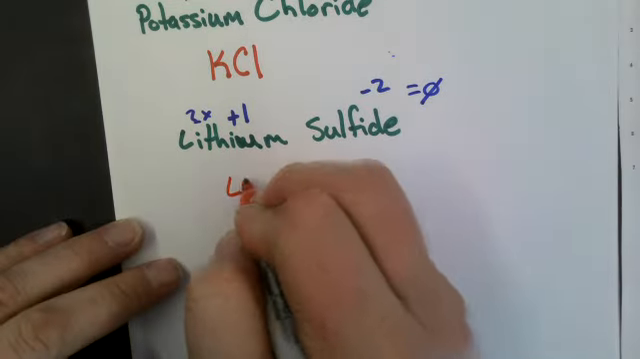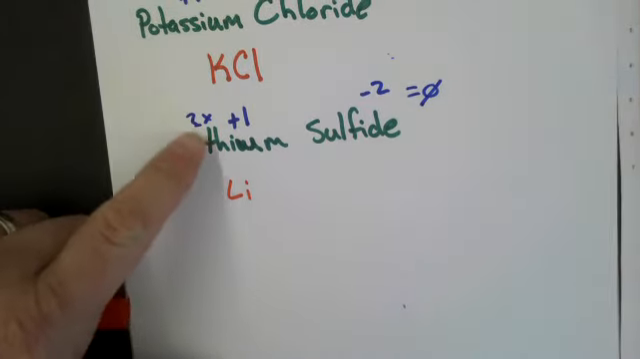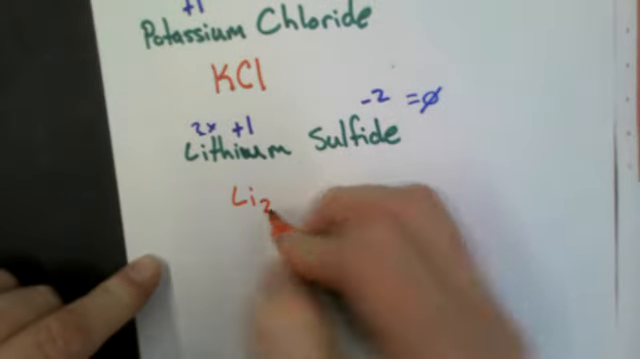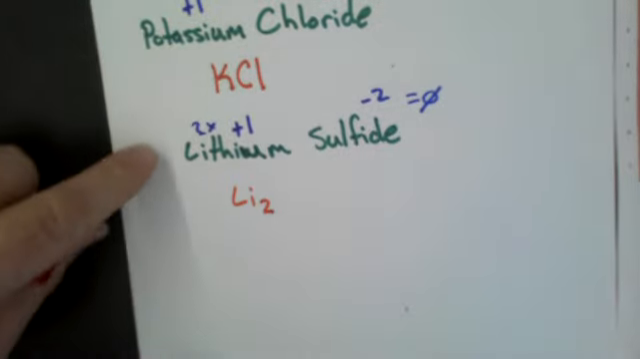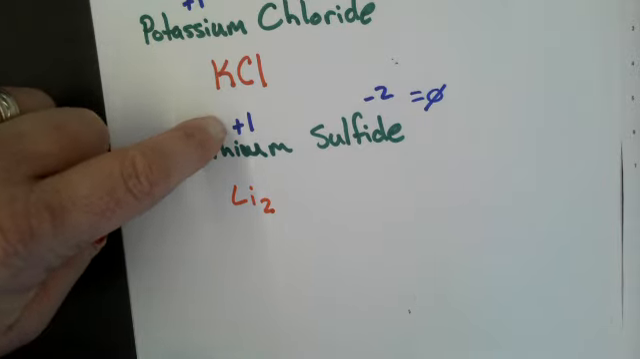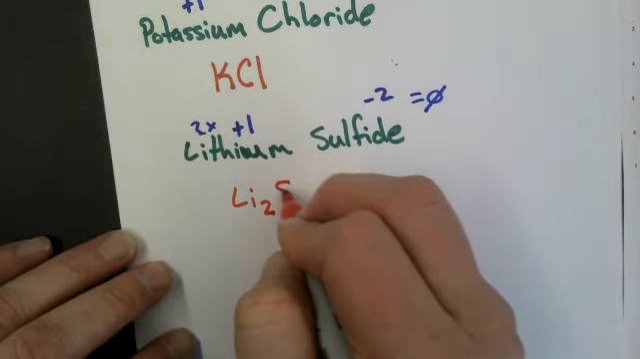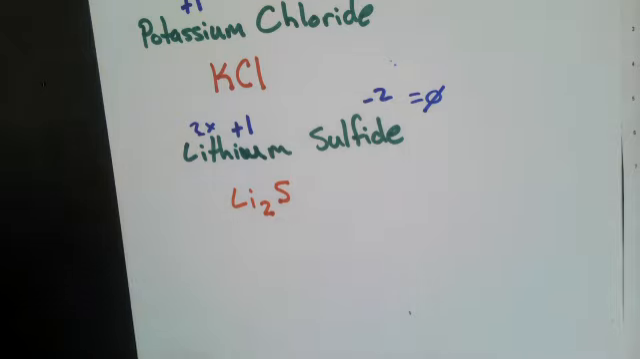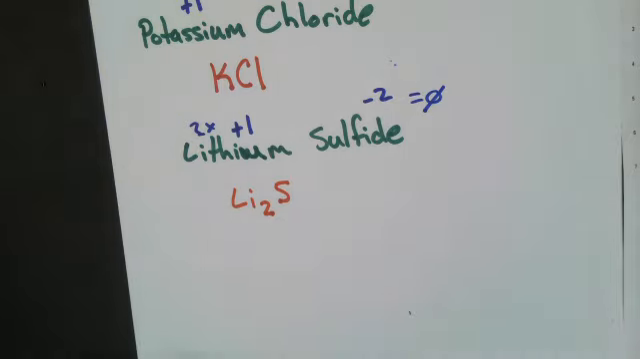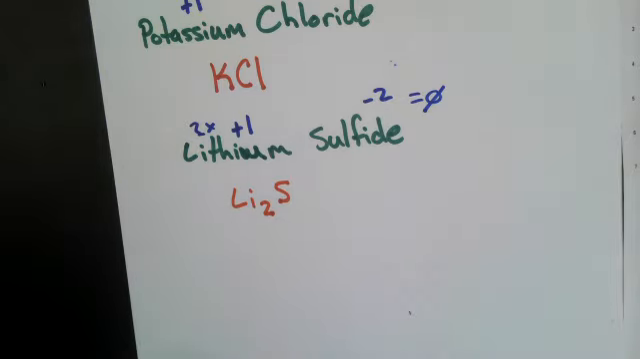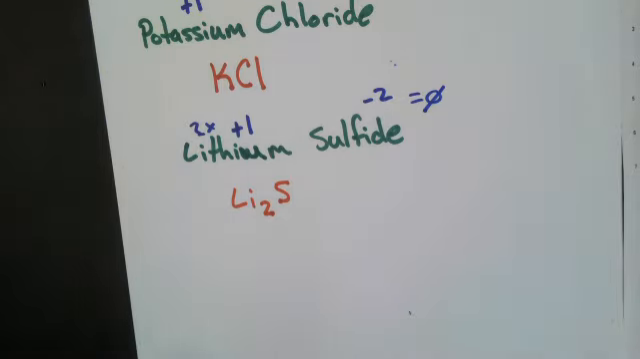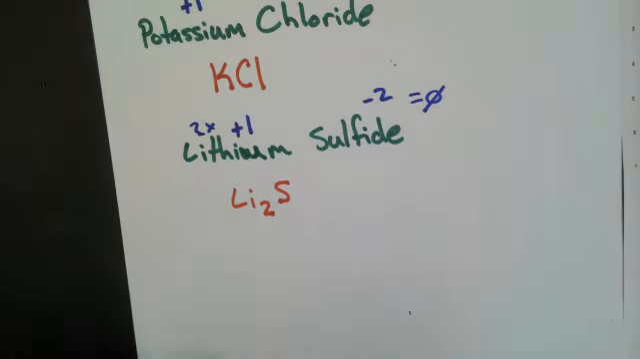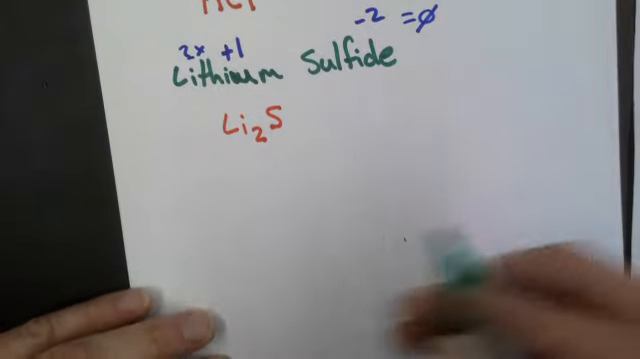Again, we always put our metal first, and we said that we need 2 of these to cancel out the 1, so we're going to put a subscript 2 by the Li to show that we need 2 lithium +1 charges to cancel out the 1 sulfur -2 charge. So Li2S is the appropriate way to write the formula for lithium sulfide. And we can take a look at a couple of different ones and go around and around. We'll do just one more just to make sure that we're all on the same page.